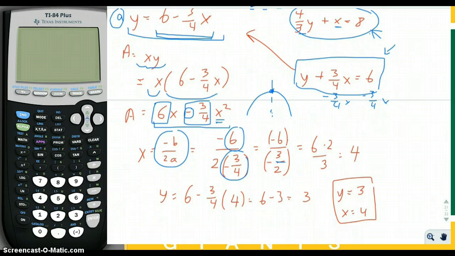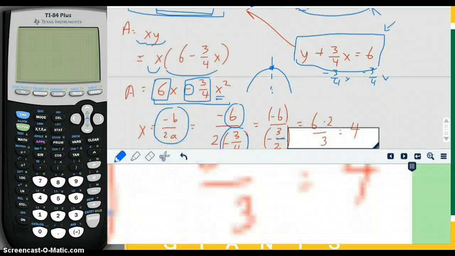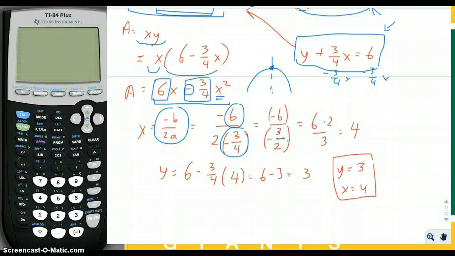Remember, when you divide by a fraction, you invert and multiply. So instead of negative 3/2 in the bottom, you're going to put 2/3. And then you just have 6 times 2 divided by 3 equals 4, and the negative signs cancel out. So x is equal to 4. What's y equal to? Well, we substitute back into the equation 6 minus 3/4 x. When you put 4 in there, you're going to get 6 minus 3/4 times 4. So these cancel out. You have 6 minus 3, and the answer is 3. y equals 3.